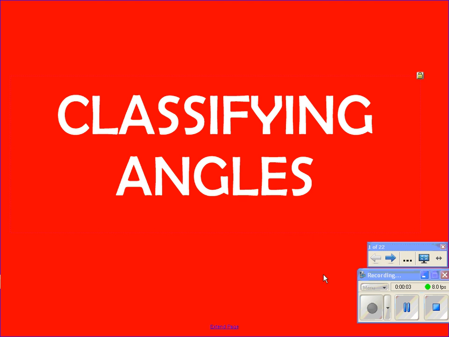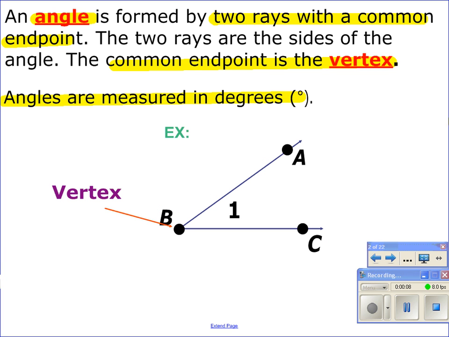Today we are going to do classifying angles. Let's fill in your notes. It says an angle is formed by two rays with a common endpoint. The two rays are the sides of the angle. The common endpoint is called the vertex. And angles are measured in degrees.